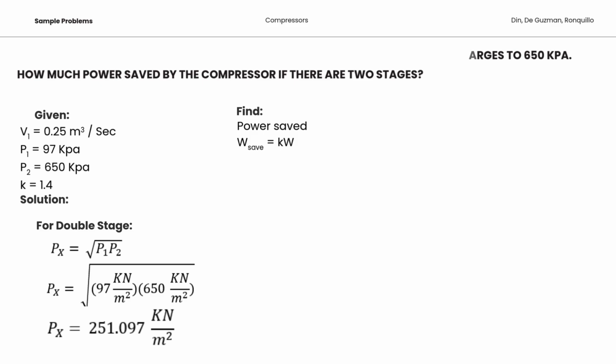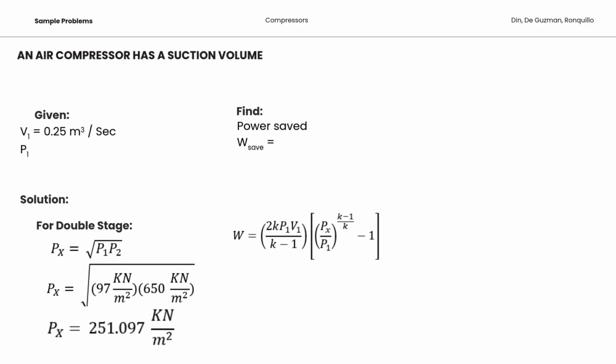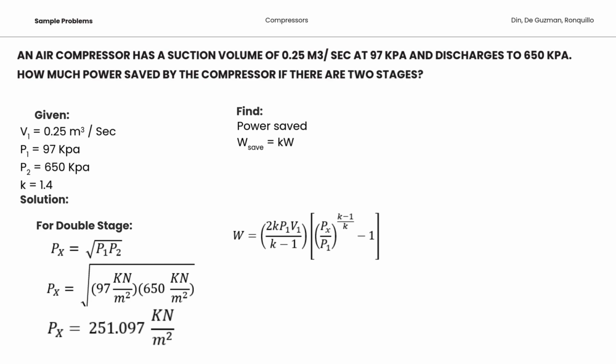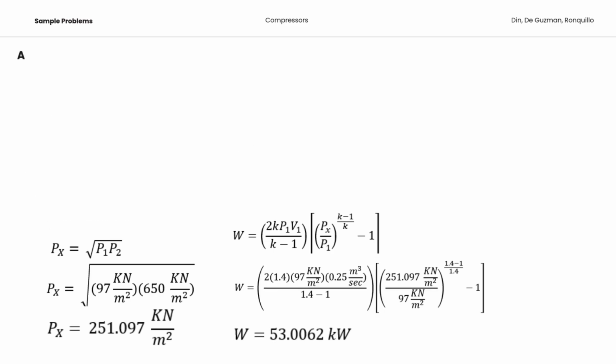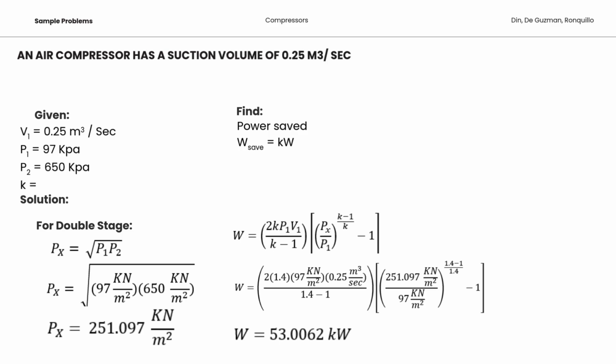Next naman, kukunin natin yung work. Ang pinagkaiba lang nito doon sa naunang formula natin, dahil ito ay double stage, multiply lang natin siya ng 2. So, same pa rin siya. Input lang ng given. Substitution sa ating formula, makukuha natin ang sagot na 53.0063.